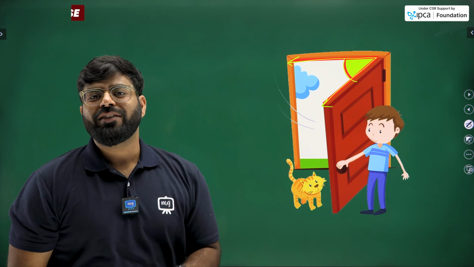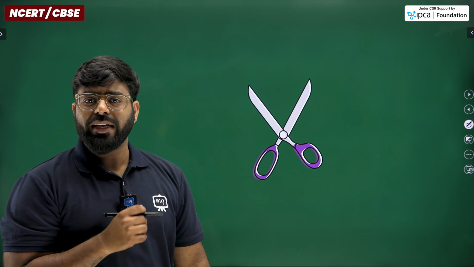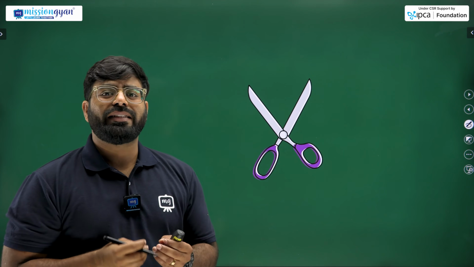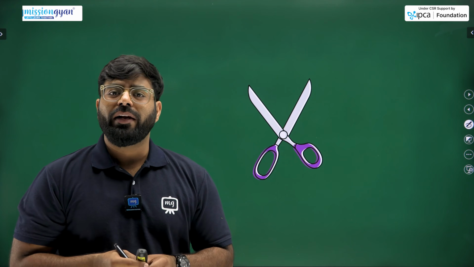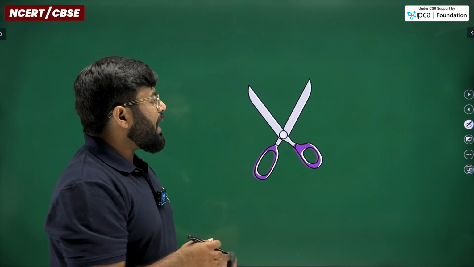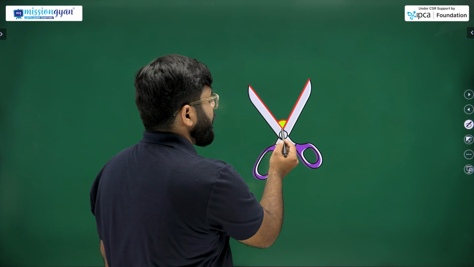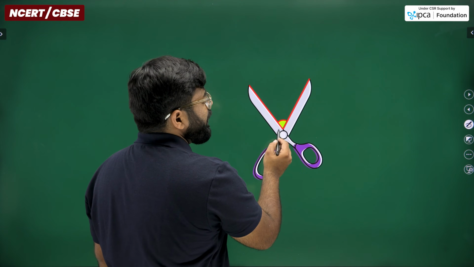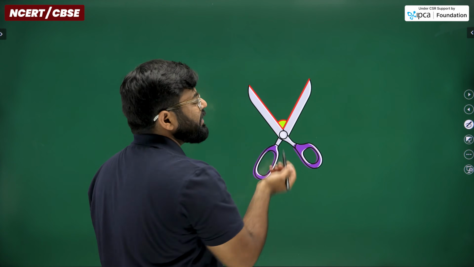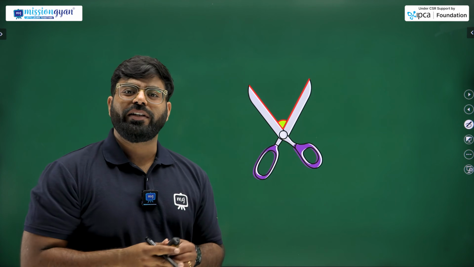Now let's check the third example. In the third example, you will see a scissor which is very commonly used in our homes. So where is the angle formed? Its angle is this. Basically, this is a ray and this is a ray. This is the common starting point and this is the distance between both the rays. So this is called the angle.